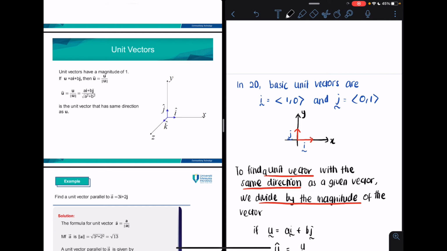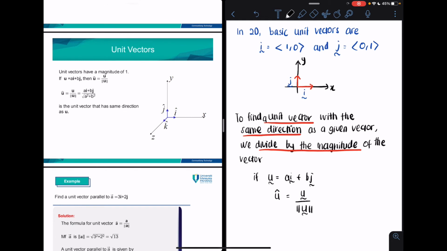In a two-dimensional coordinate system, basic unit vectors are i and j, which are of length 1 and have direction along the positive x-axis and y-axis respectively. This is what I have explained earlier when we discussed the introduction to vectors in 2D. To find a unit vector with the same direction as a given vector, we divide by the magnitude of the vector. For example, if you have this vector u equal to ai plus bj, then the notation of the unit vector is given as u hat. Vector u hat is equal to vector u divided by its magnitude, which is aligned to the definition given for a unit vector with the same direction as a given vector.